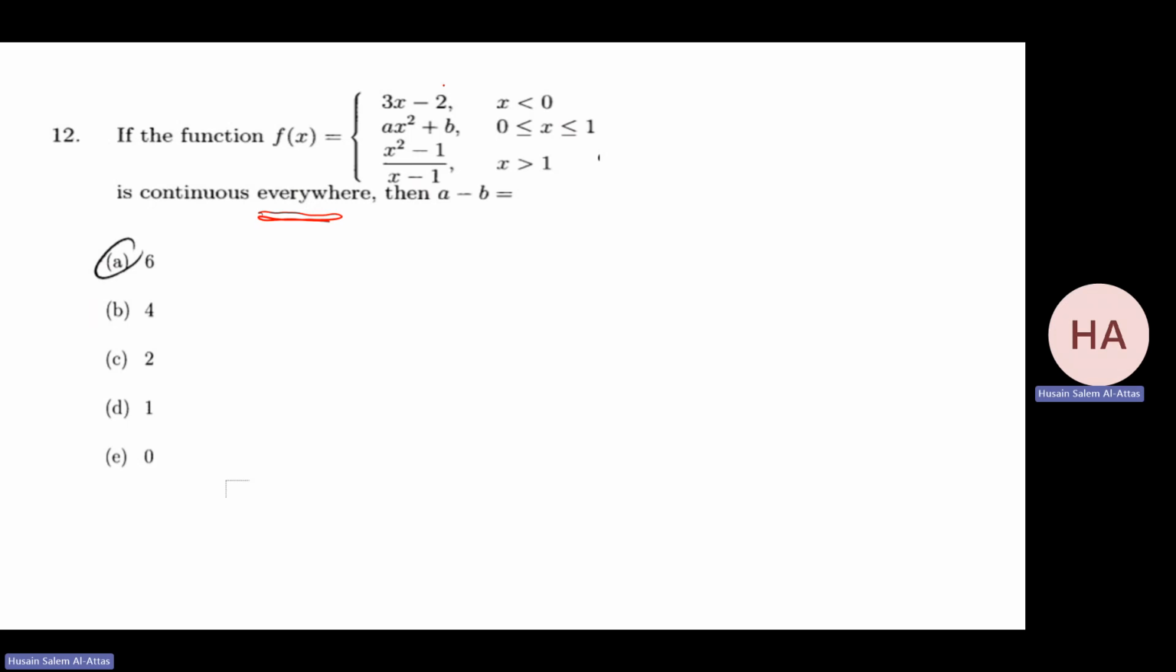I need to check each part. This is always continuous, always continuous. Here I need to check x greater than 1, so we care about x not equal to 1, so we are okay. For x greater than 1, what do I need to check? I check the junction point. This is okay, this is okay. This is okay for this period, since I only need x not equal to 1.